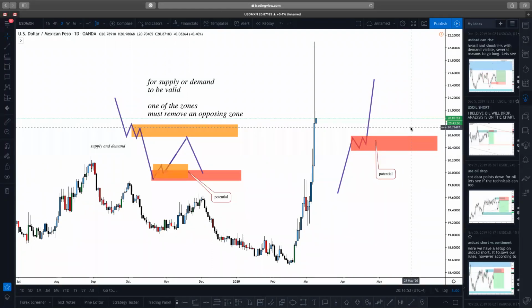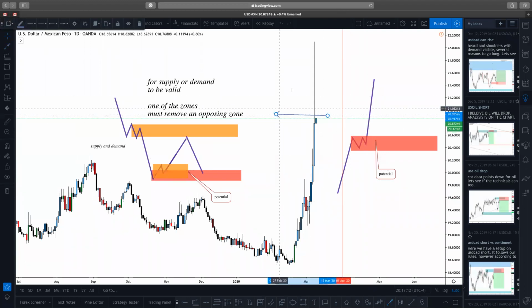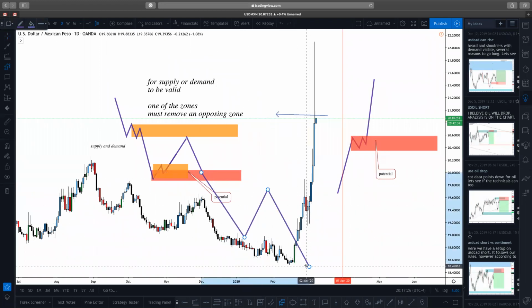Now, in order for us to figure out if that demand removed the previous zone, we have to look at the history of price. So from this point here, we have to go back in time to see if the market removed that previous zone. So let's say the market was moving something like this, and let's say this continued.